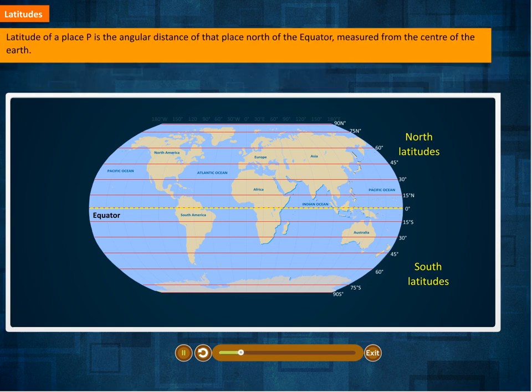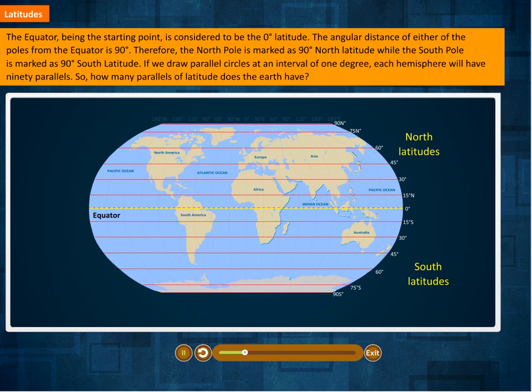Latitude of a place P is the angular distance of that place north of the equator measured from the center of the earth. The equator, being the starting point, is considered to be the 0 degree latitude. The angular distance of either of the poles from the equator is 90 degree. Therefore, the North Pole is marked as 90 degree north latitude, while the South Pole is marked as 90 degree south latitude. If we draw parallel circles at an interval of 1 degree, each hemisphere will have 90 parallels. So, how many parallels of latitude does the Earth have?